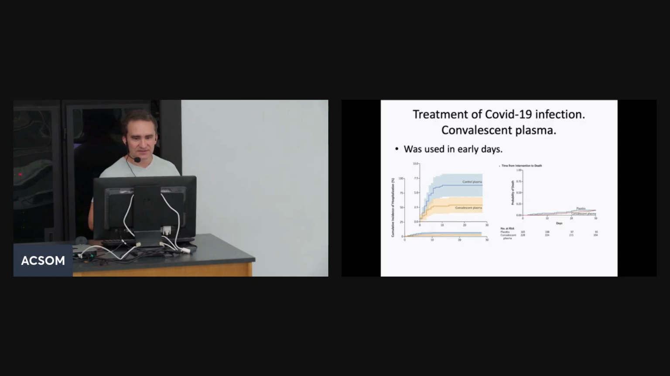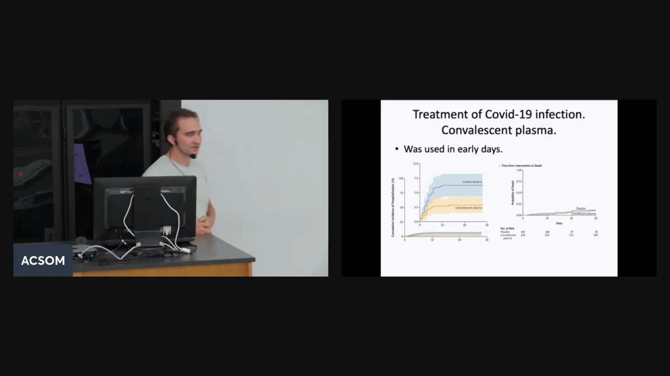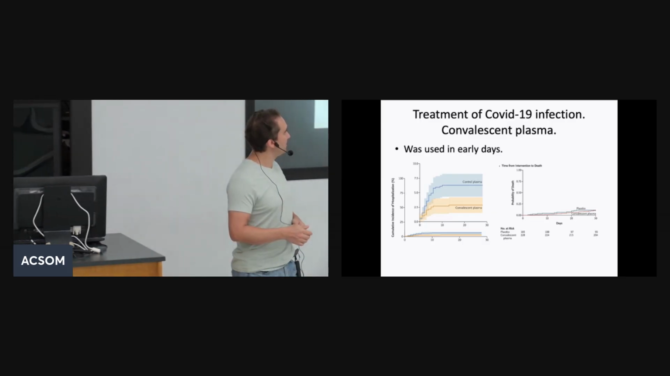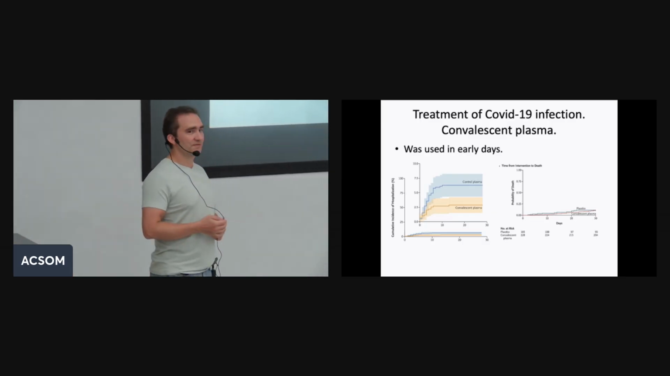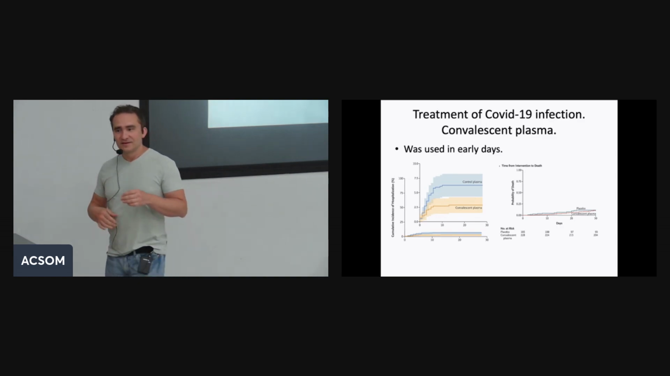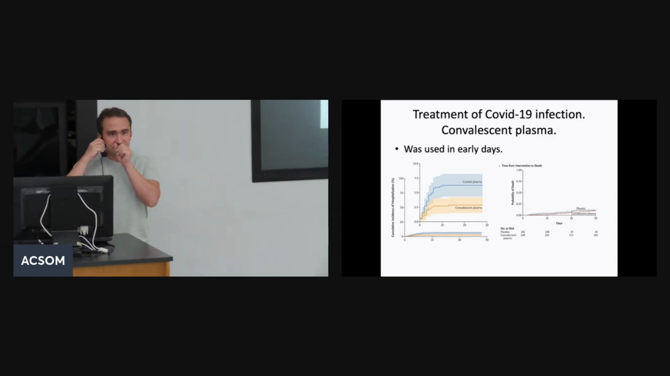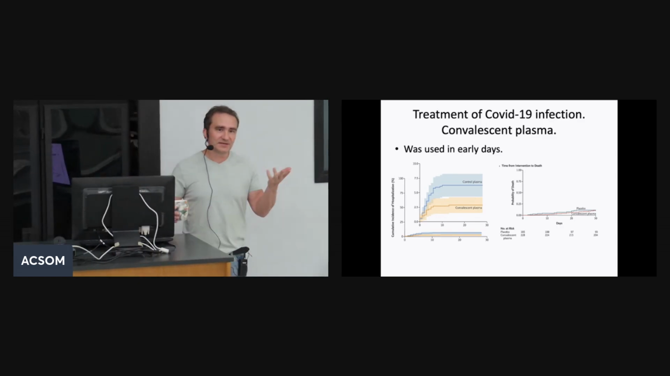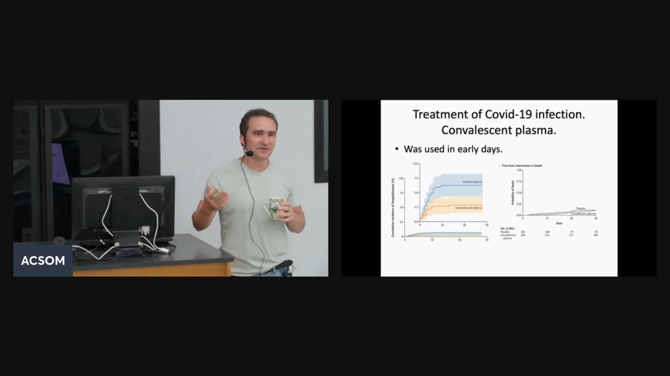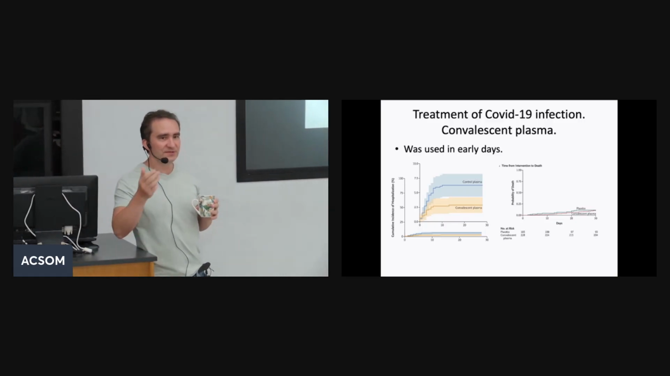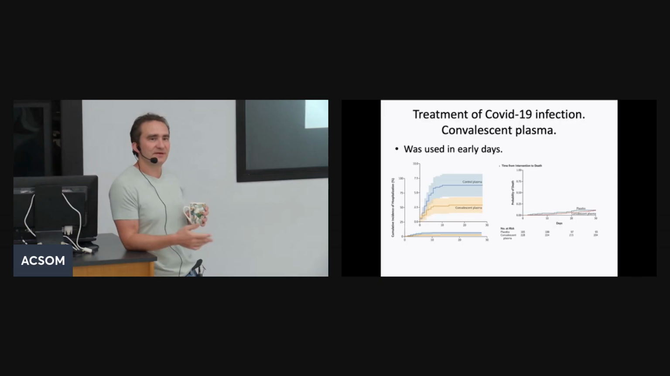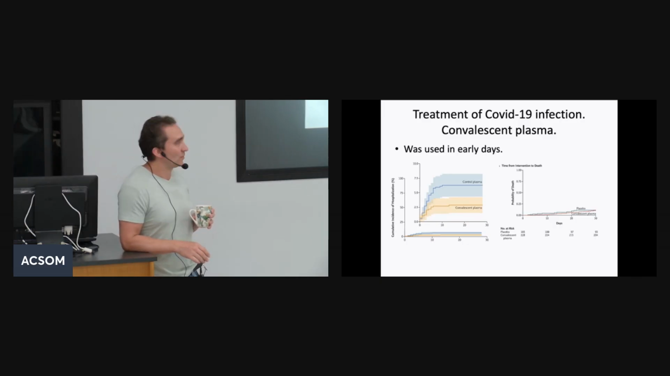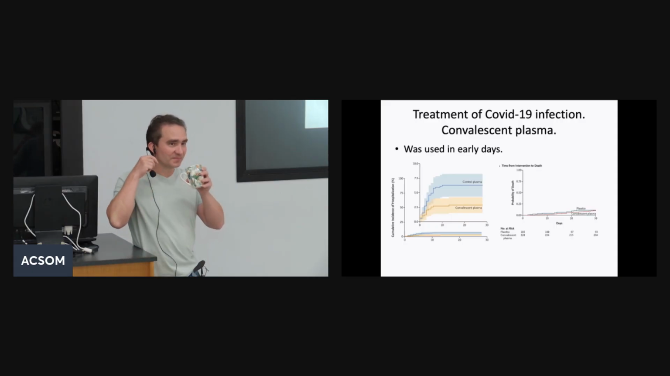So here are two studies about convalescent plasma. The one on the left did show benefit, and the one on the right didn't show benefit. So what do you think was the difference in the studies? Convalescent plasma: the idea is that you would transfuse antibodies, which would fight the infection. Why do you think one of them worked and one of them didn't? That's the question.